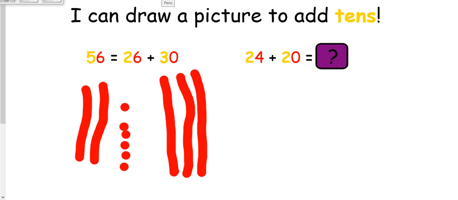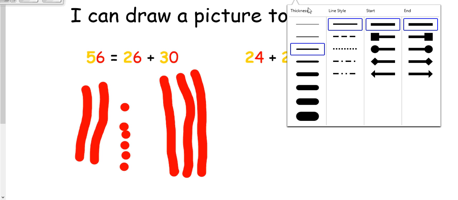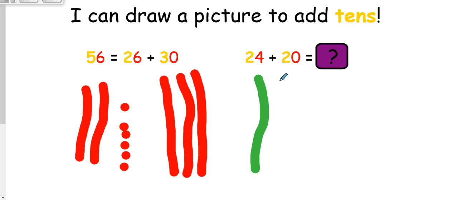Let's draw them using quick tens. How many tens does 24 have? It has 2 tens. We know this because there's a 2 right here in the tens place. So let's draw 2 quick tens. Does 24 have ones? 4 ones. Let's draw those.